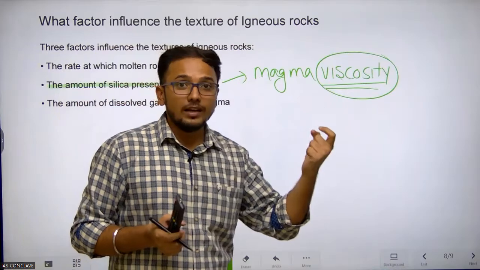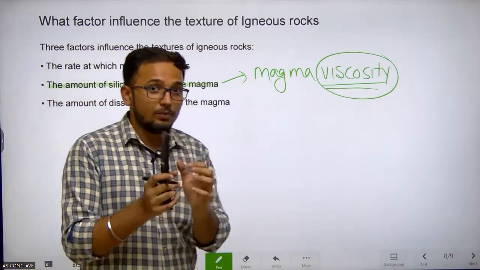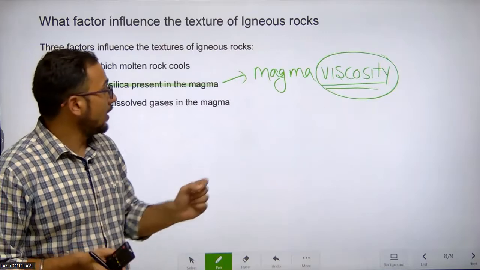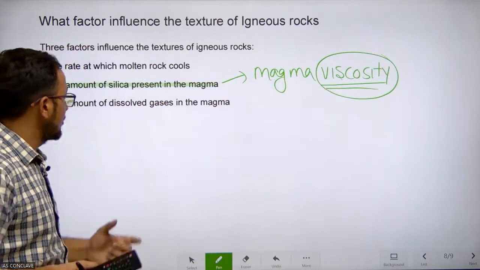Also, it determines the cooling. If highly viscous, that means it will stay in the same location, and its cooling rate will be slow. So this is how it determines its texture.